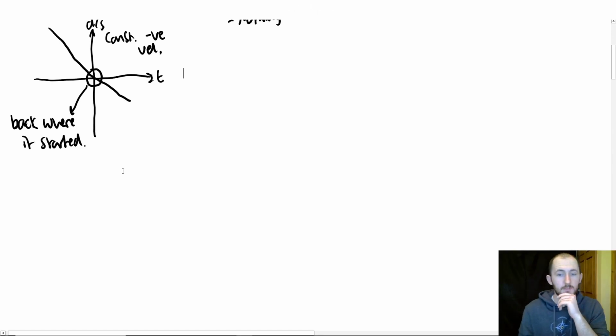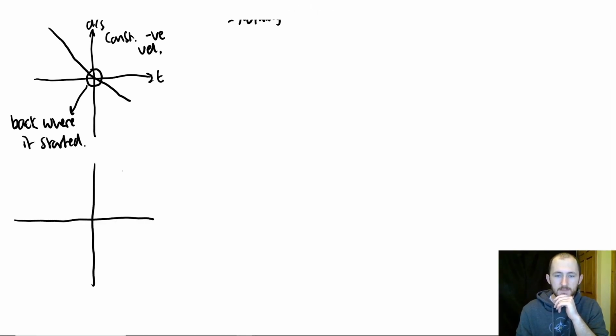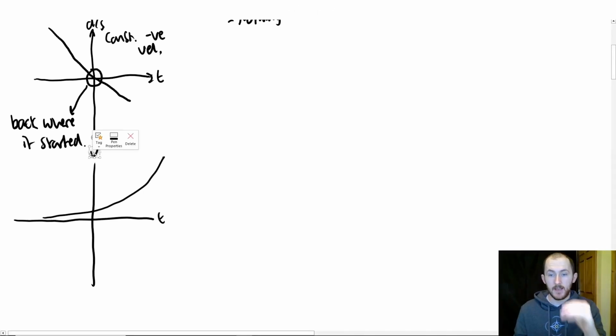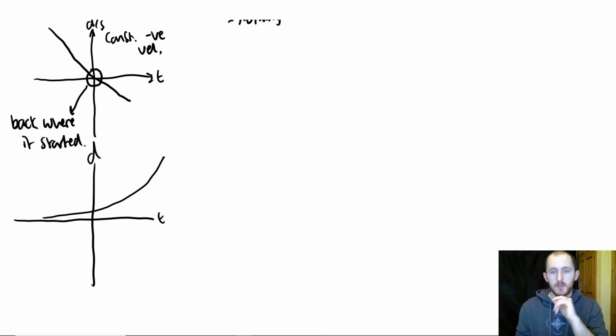But then you can also have something like, and this is where things get a bit more interesting. You could have something like this. What's happening here? Well, again, imagine this is just displacement and time. Well, as you can see here, the displacement is increasing faster and faster and faster. So the gradient is increasing. If the gradient is increasing, that means velocity is increasing, which means this object is accelerating positively.